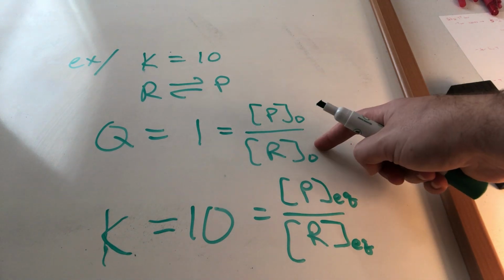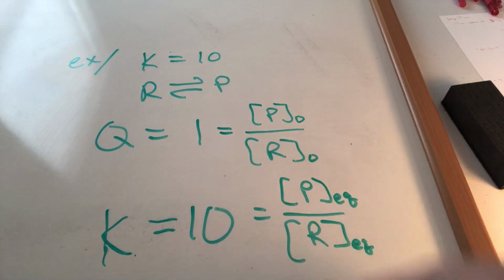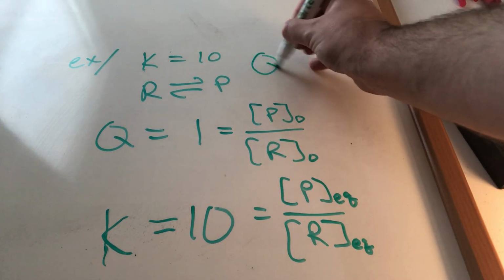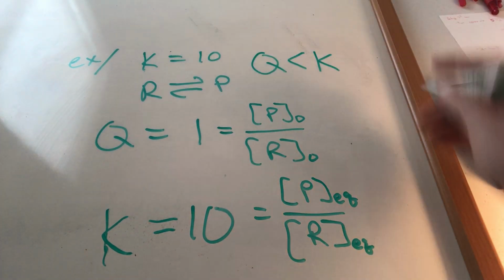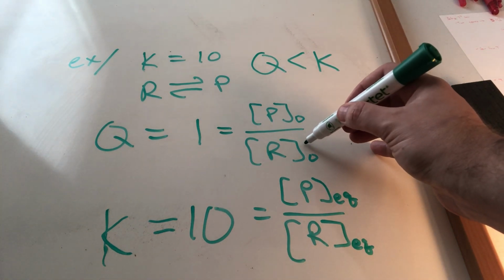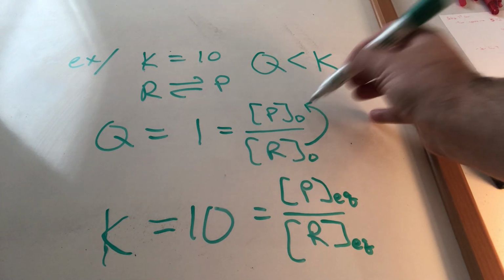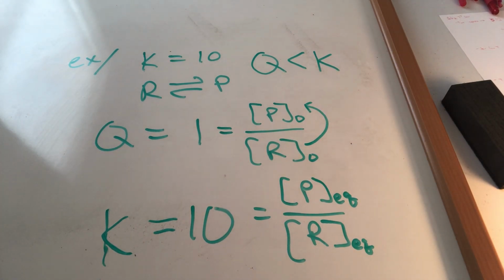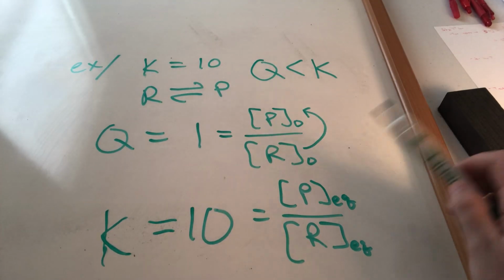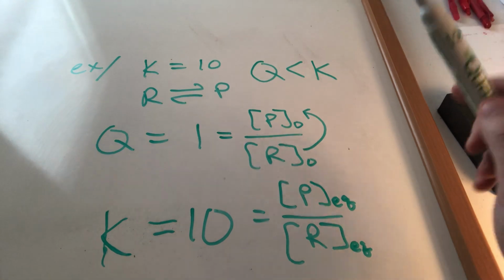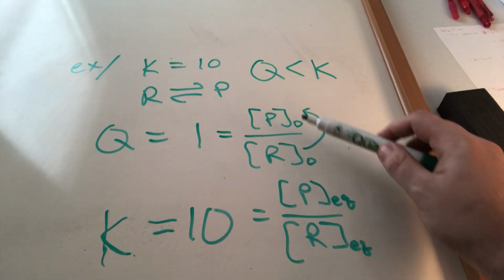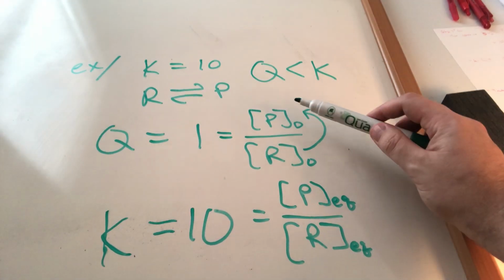So what's going to happen with my initial information to make this occur? We have a situation where Q is less than K. So the reaction is going to take reactant and convert reactant into product. Now, how does that make sense? If we have this ratio and we're getting 1, and we need this ratio, dictated by the chemistry, to be 10, then the only way to make that occur is if you make more product.